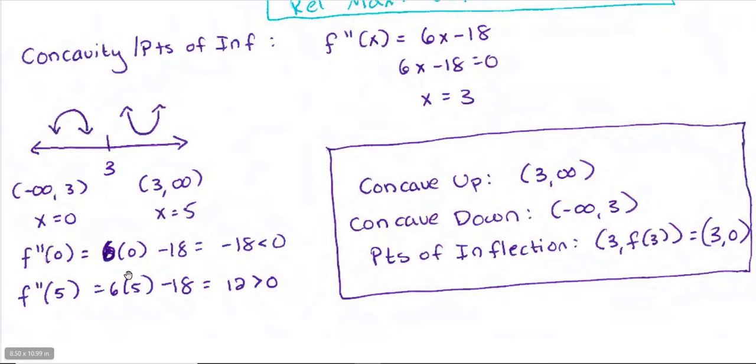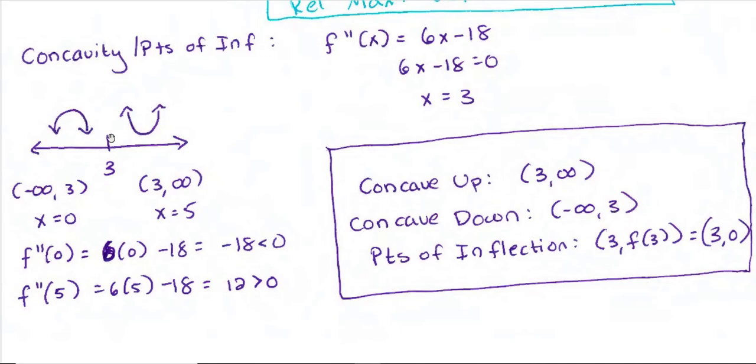When I plug 0 into the second derivative, I get negative 18, which is negative. That means I'm concave downwards. When I plug 5 in, I get 12, which is positive, which means on that interval I'm concave upwards. So now I can answer the question. I'm concave upwards from 3 to infinity. I'm concave downwards from negative infinity to 3.